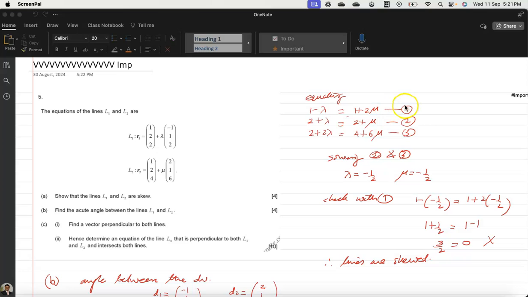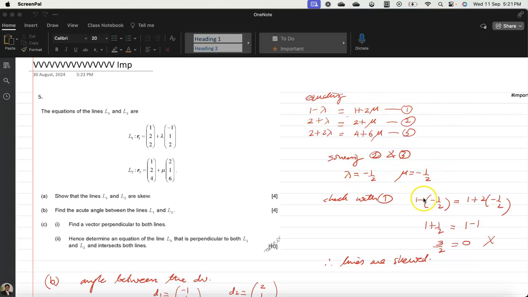So you solve 2 and 3. You can solve any two equations and show that it doesn't satisfy the third one. Or you can solve 1 and 2 and show it doesn't satisfy the third one. So here I have solved 2 and 3. I got lambda is equal to minus half, mu is equal to minus half. I put lambda equal to minus half, mu equal to minus half in equation 1.